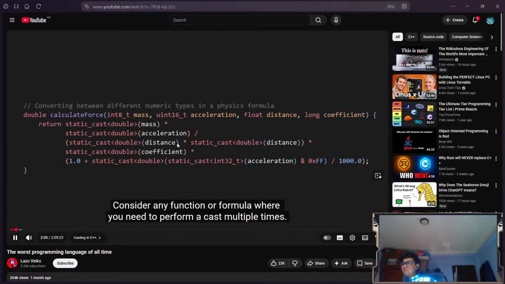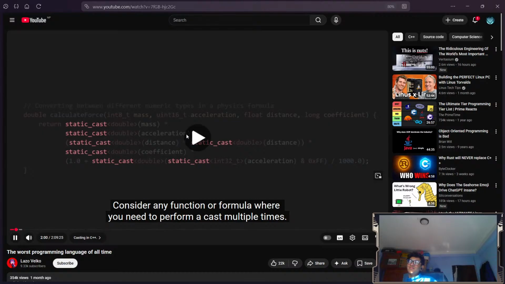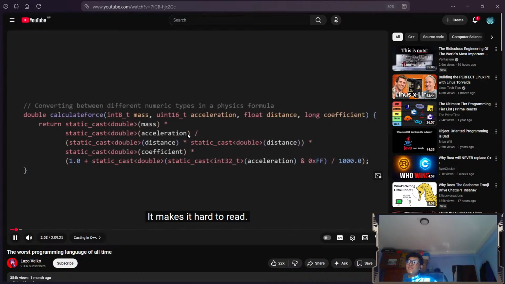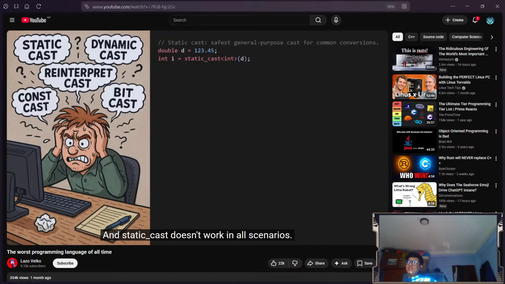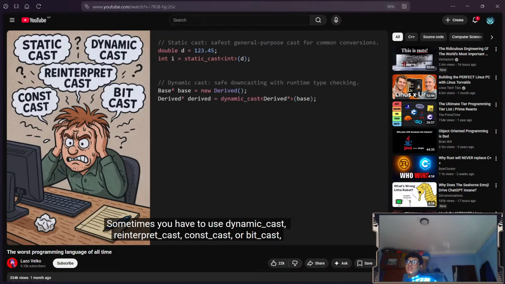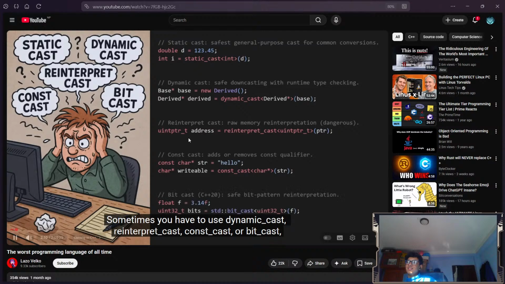Consider any function or formula where you need to perform a cast multiple times. It makes it hard to read. And static cast doesn't work in all scenarios. Sometimes you have to use dynamic cast, reinterpret cast, const cast, or bit cast.